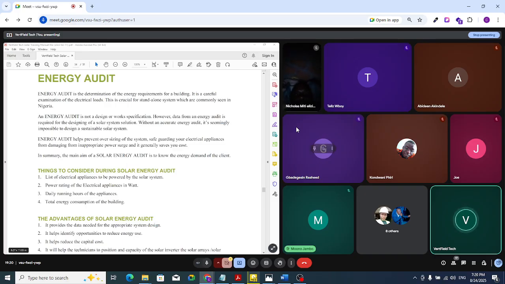The second thing is the power rating of the electrical appliances in watts. The third thing is the daily running hours of those appliances. And the fourth thing is the total energy consumption of the building. So these four items are the tools which will guide you in this course of system design. As we progress, you will also get to see the roles these things play. So in your study material, in your writing materials, you can put them down as the tools which are required for a proper energy audit.